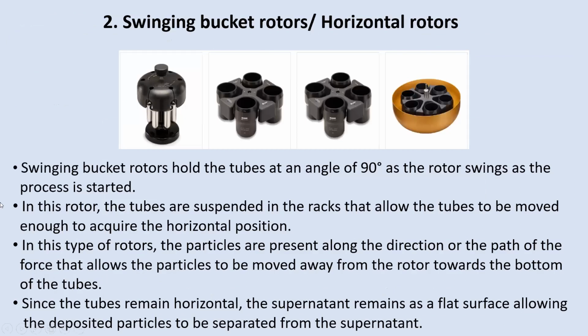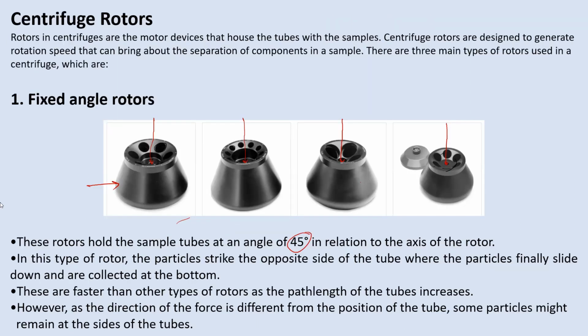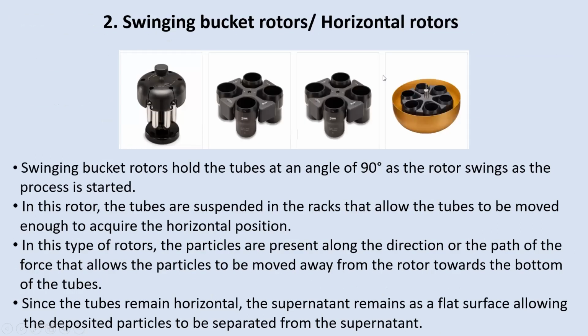There are this type of rotor. What you saw now is the fixed angle rotor. You will see here that your tubes are not moving. Your tubes are going to be at an angle of 45 degrees, but then this is a swinging bucket rotor. So I actually would like to show.